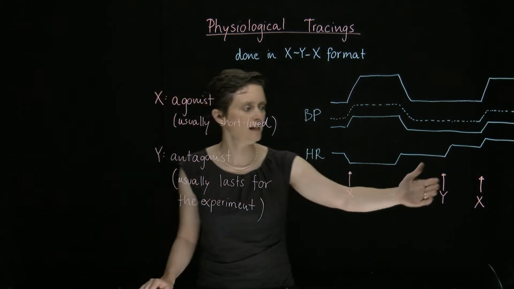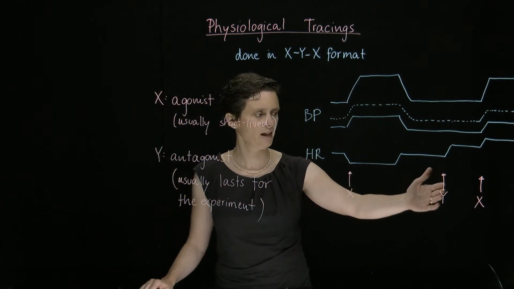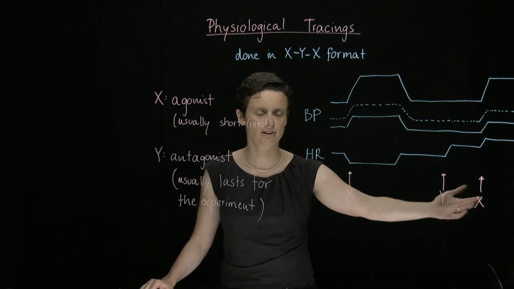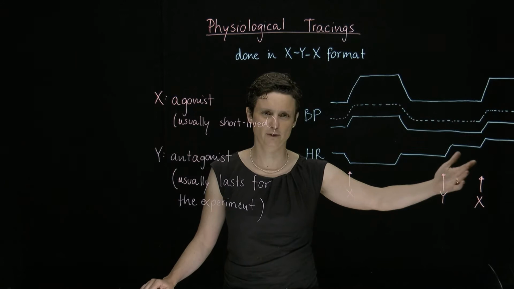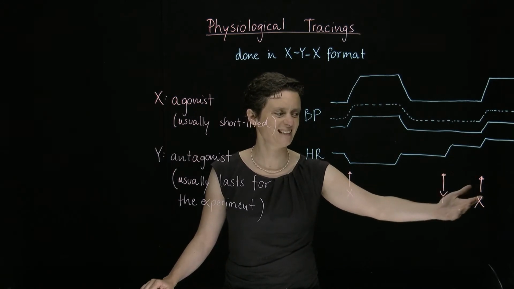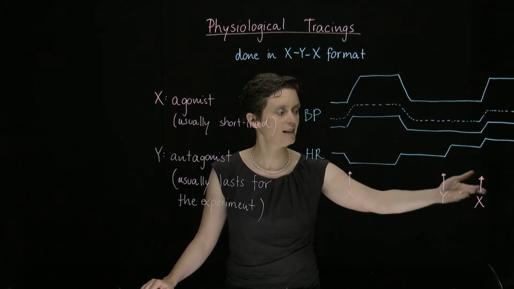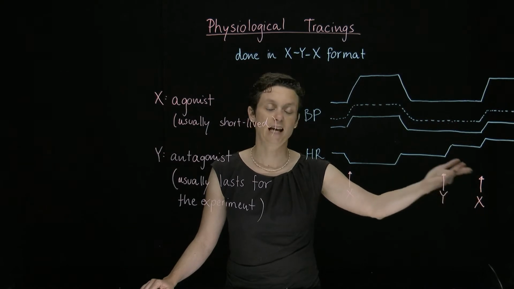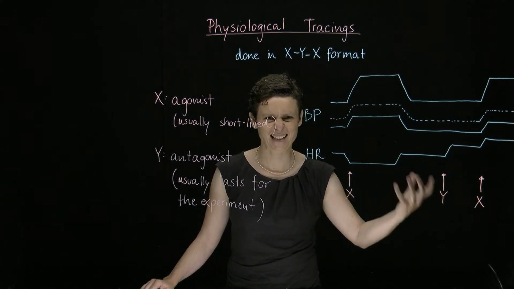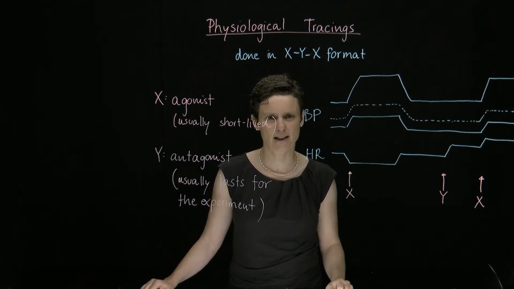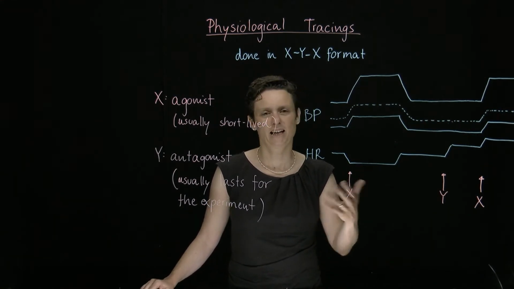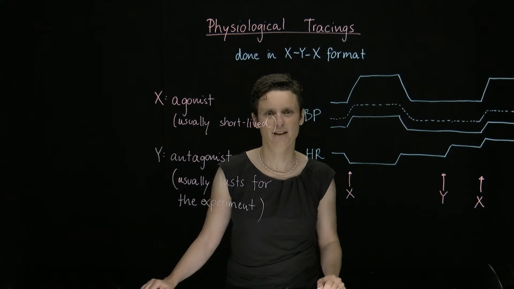Now you can see here that the antagonist is given, and then usually the agonist is given again. The antagonist is lasting usually for the experiment. So as a last thing, you get the agonist in the presence of the antagonist, and that can give you the final clue on how to solve this little application exercise in terms of figuring out these two unknowns.